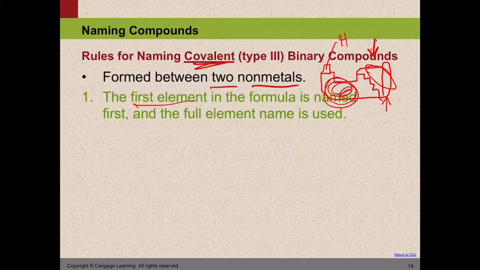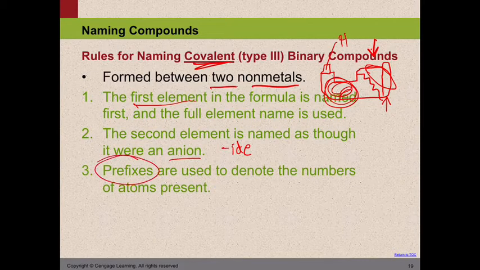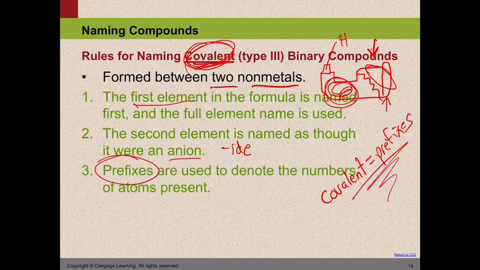We name the first one like it's an element. We'll do a few examples. The second one is named like an anion. In other words, everything ends in IDE. And then the most important thing is we have to use prefixes. At some point in every single answer to every problem today, there's going to be a prefix. If it is covalent, boom, I cannot stress it enough. If the substance is covalent, that equals prefixes. That's super important. So when you are told it's covalent, I expect your answer to have a prefix in it in the right place. We'll talk about where that place is again through these examples.